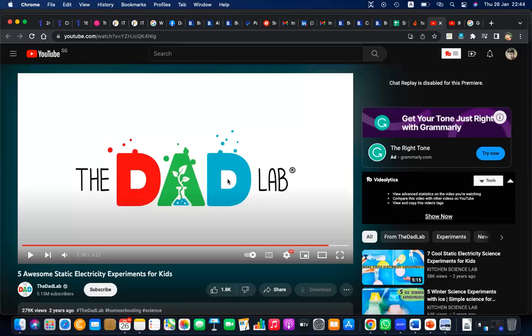These are experiments that you can do using static electricity. It'll be interesting, because you need only a few materials. No need to buy anything from a shop. You can find everything from your surroundings and start doing this experiment. Okay, that is about static electricity.